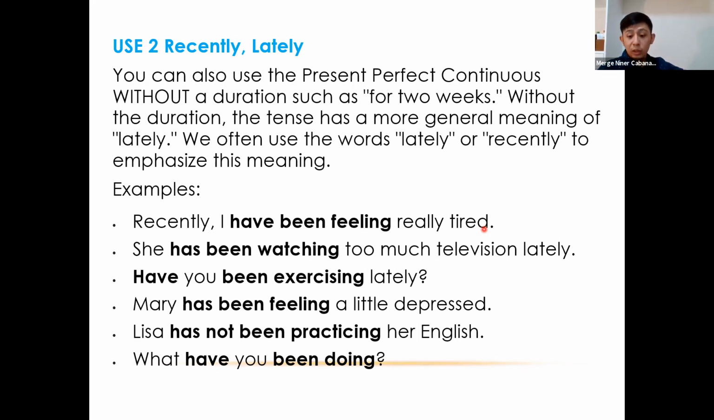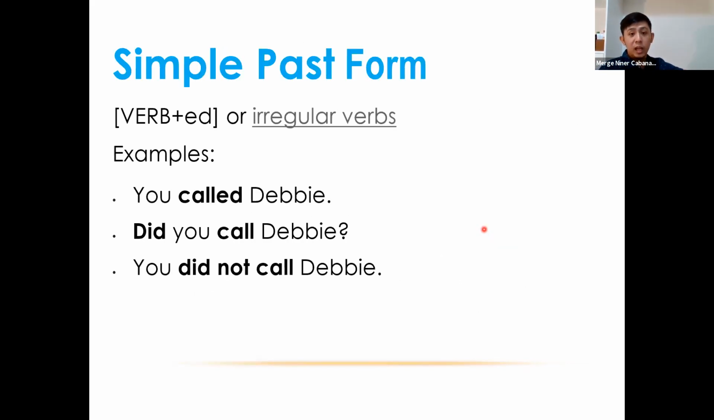So it's up to you. I have taught you how to use them. I have taught you when you use them. I've taught you the occasions in which you can use them. So please use them and follow the rules properly. Now, we're in the simple past form.